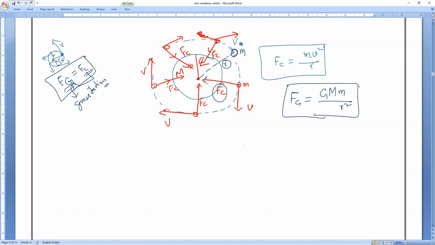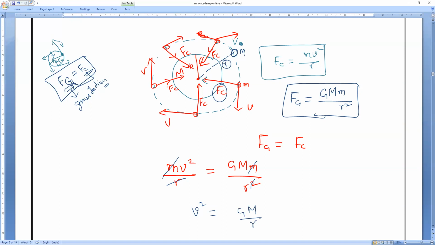So centripetal force is caused only by gravitational force, so both are equal. The centripetal force is mv square by r, and the gravitational force is G into capital M into small m divided by r square. Small m is common and will get cancelled, and r and r square will get cancelled. So v square is equal to GM divided by r, or v is equal to root over GM divided by r.